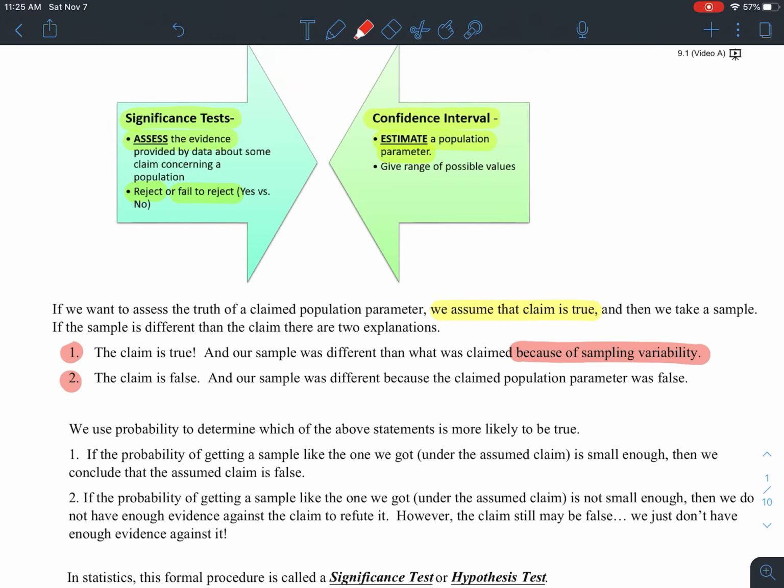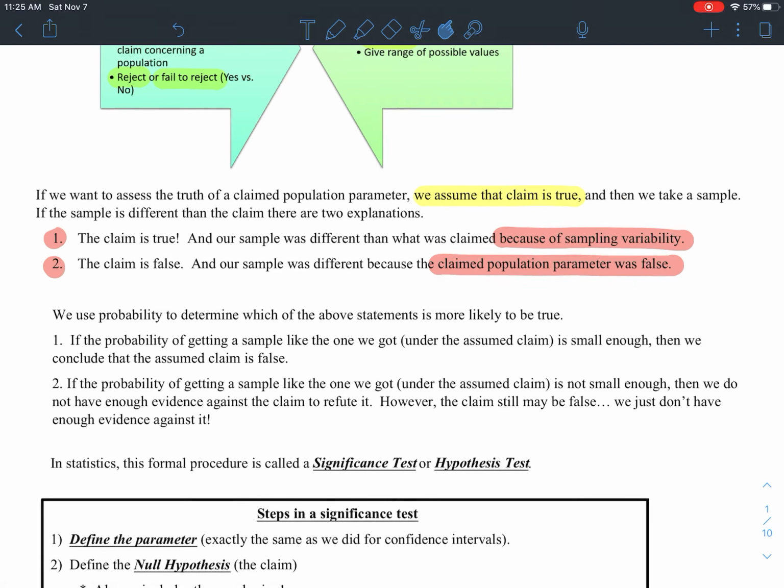And so the reason that our sample is different is because the claimed population parameter is in fact false. Okay? So we tend to use probability to determine which of those two statements above that I highlighted is more likely to be true. All right? Now, if the probability of getting a sample like the one we got, assuming again that the claim is true, is small enough, and by small enough we mean less than 5%, then we're going to conclude that the assumed claim is actually false.